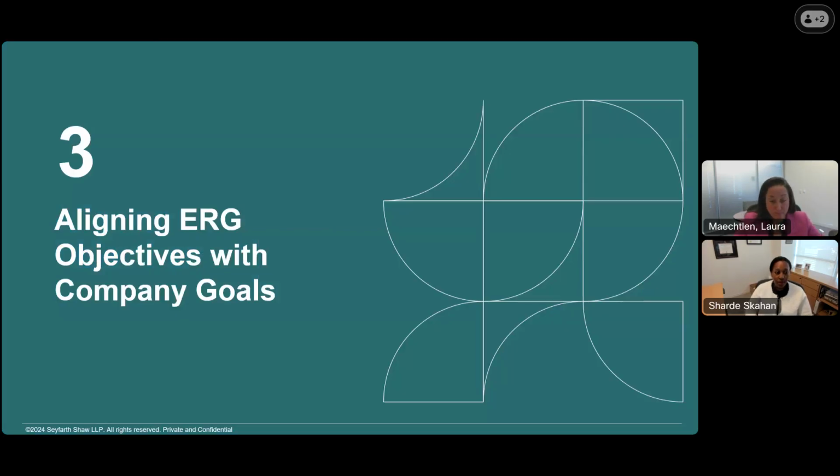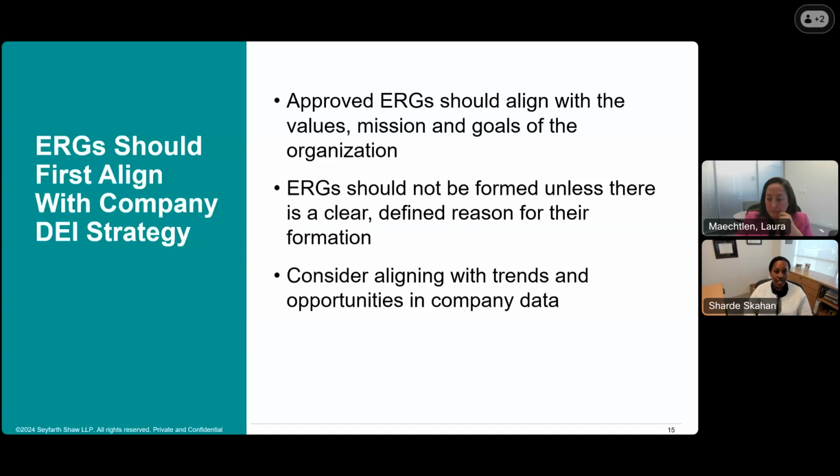So now we're going to cover a little bit more about how we're focusing on aligning the ERG objectives with the company's goals. On the next slide, we highlight that ERGs should first be in alignment with the company's DEI strategy, whatever that may be, and the ERG should align with the values, mission, and goals of the organization. They shouldn't be formed unless there's a clear and defined reason for their formation. So the first question is, should we even have an ERG, and what problem are we trying to solve by having them? What is the goal of creating an ERG? We don't want to do it because it's something that just sounds good, but we want an actual purpose behind why we opted to create these types of groups within the organization.